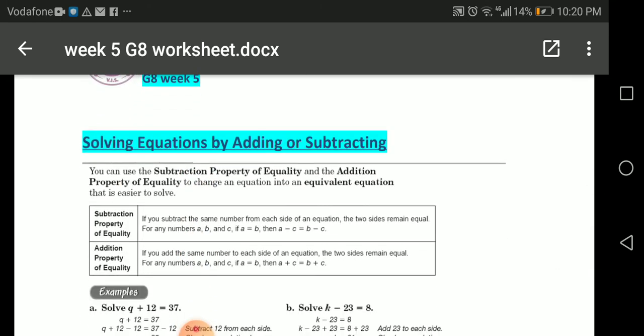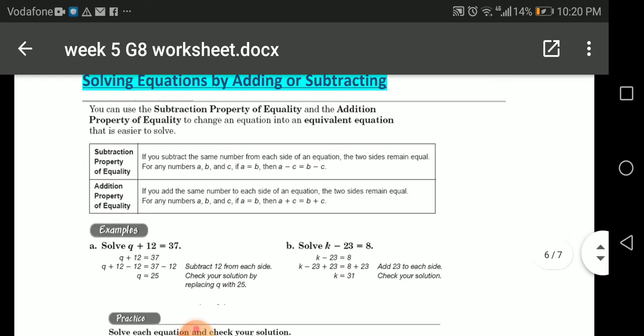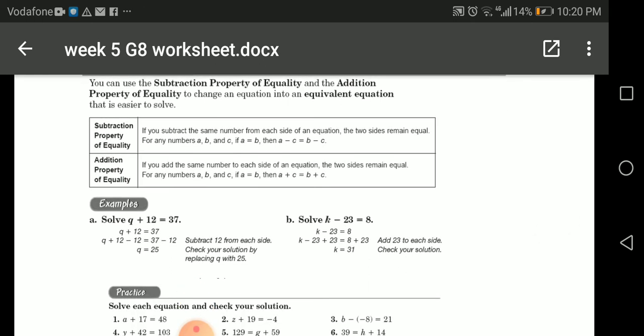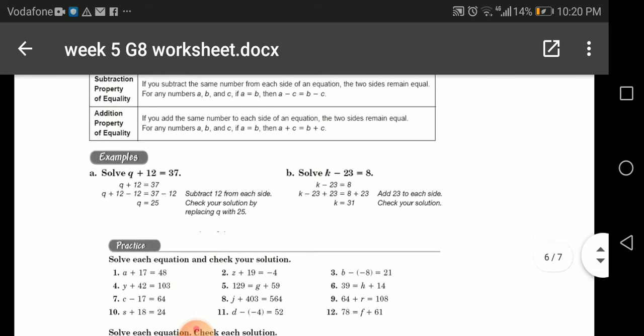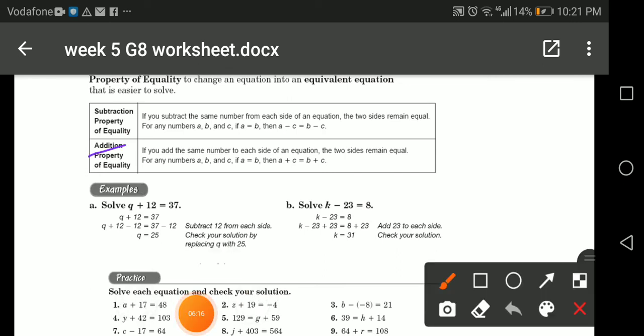Moving to solving equations by adding or subtracting. This is the last lesson of this week. I have here the subtraction property of equality and the addition property of equality, to change an equation into equivalent equations that are easier to solve. Let's see what we are talking about, guys. If I have a equal b, and a minus c, let's focus here. This is the rule, by the way: if you subtract the same number from each side of an equation, the two sides remain equal.